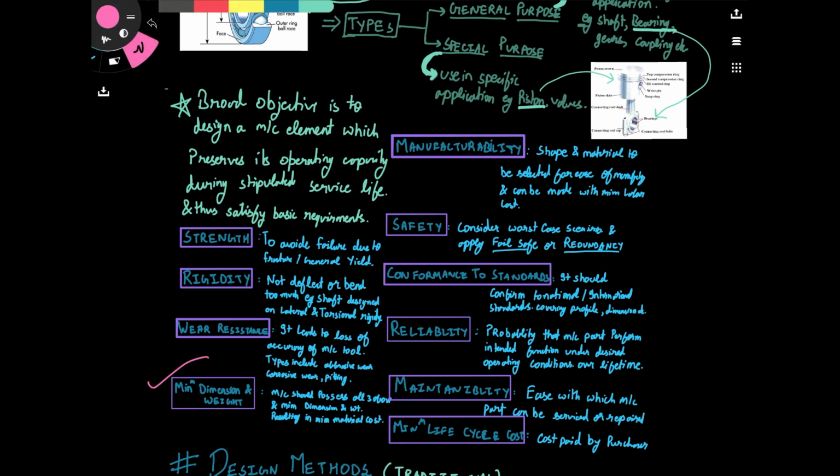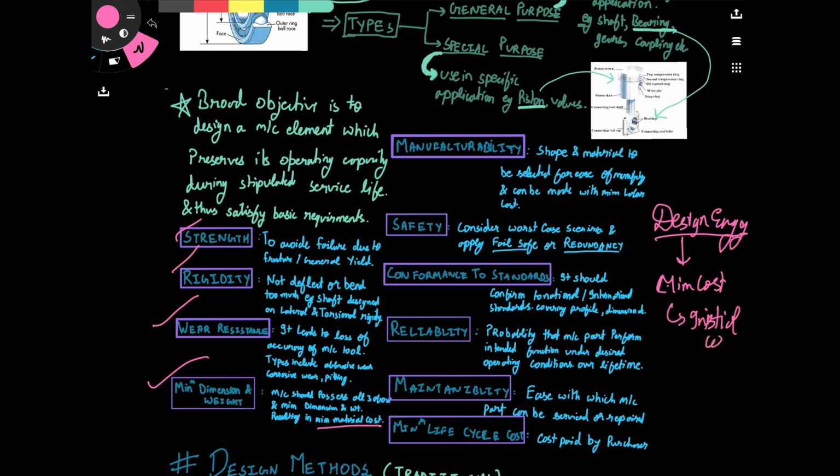Now, minimum dimension and weight. Why is this required? Minimum dimension and weight is required so that you can make a product which has minimum material cost. As a design engineer, any kind of design engineer, your aim should be to make a product with minimum cost. It could be initial cost, or it could be cost of operation. It could be anything like fixed cost, variable cost, any cost, right? So our aim should be making it with minimum cost and minimum resources available, right?